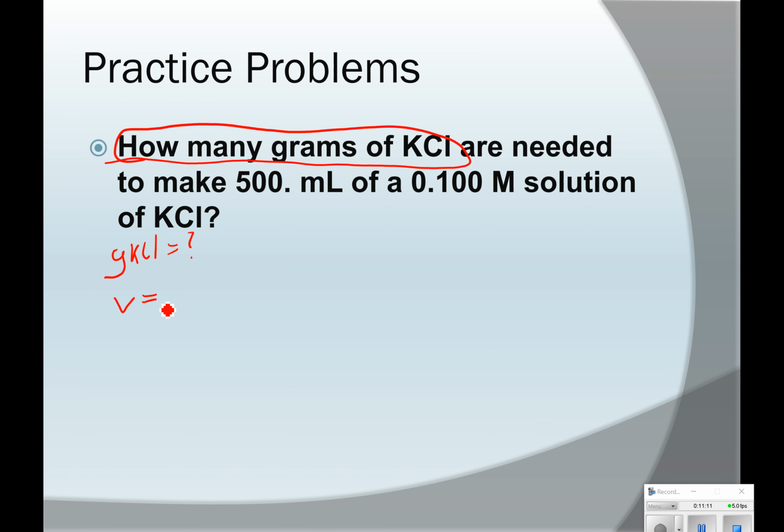So our volume is 500 milliliters, and this is going to be an issue because it's in milliliters. We know that in 1 liter there are 1,000 milliliters, so this gives us 0.500 liters. And we know the molarity is 0.100 molar. And that's what we're after as far as our solution.